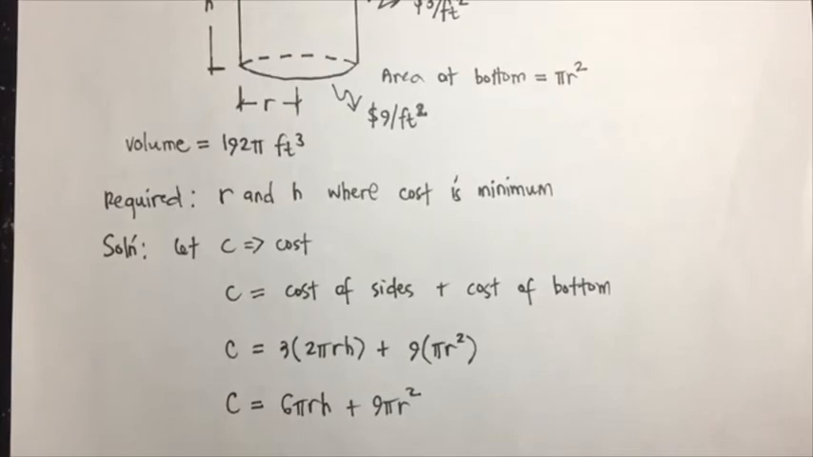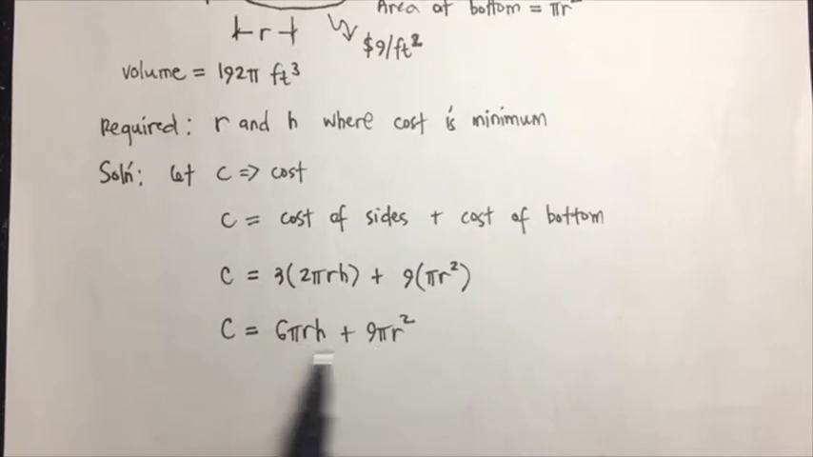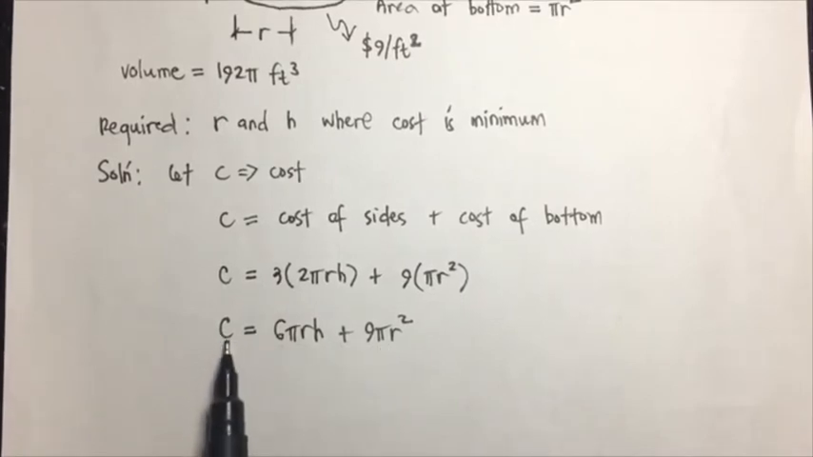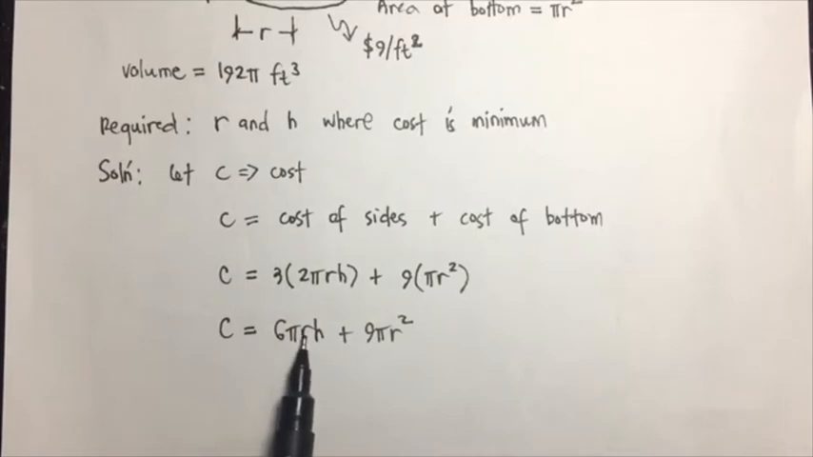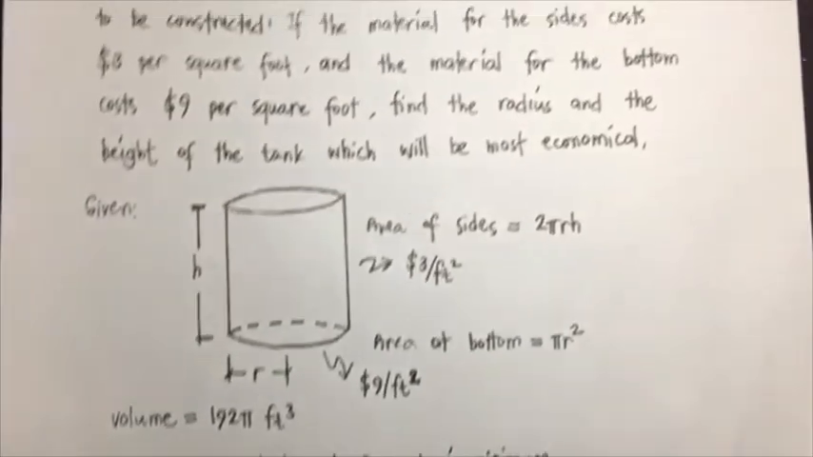Okay, so as you can see, we have already established the function of the cost. It's a function of the radius r and the height. So we need to express it first in terms of a single variable only. So we need to replace r with h or h with r. But how do we get the relationship of h and r? The height and the radius.